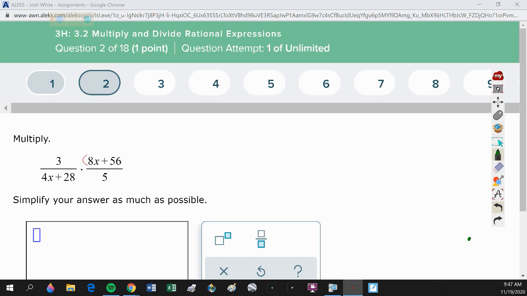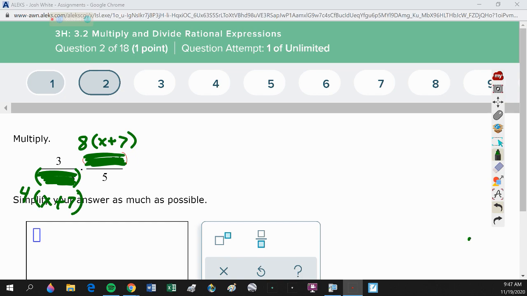Can I take anything out of this? Eight. So I pull out an 8. What's left? X plus 7. Okay. Can I take anything out of this? Take out a 4, and I get x plus 7. So I can erase these.